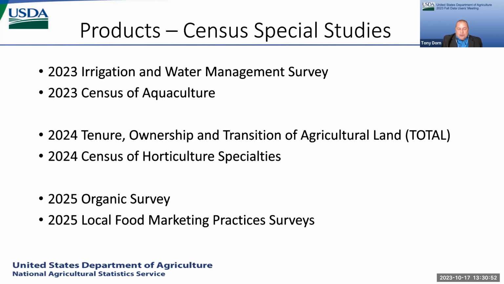And in 2024, total, the 10-year ownership and transition of agricultural land, which is really land ownership surveys coming up, as well as the Census of Horticulture in the 2024 reference year. And the 2025 organic survey and local foods marketing practices really is the final product in all this series. So that's just the normal cycle that we anticipate, unless something changes, but that's where we anticipate going the next several years with census data products.